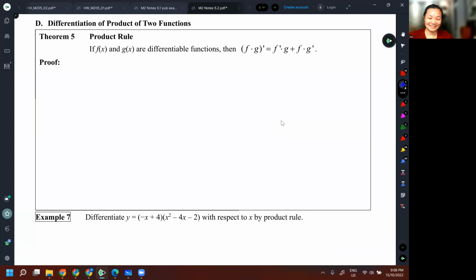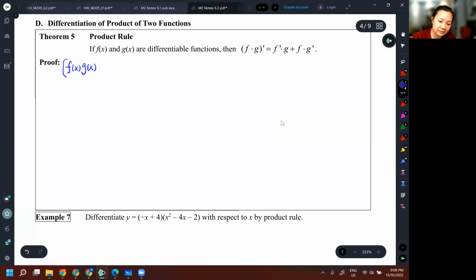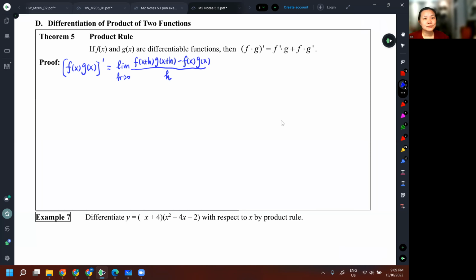Let me prove it. To prove it, you write it down fast. The derivative of f g, the whole thing, according to the first principle, is equal to the limit of f(x+h)g(x+h) minus f(x)g(x), divided by h. The first principle doesn't change. It's the definition, it doesn't change. You see?